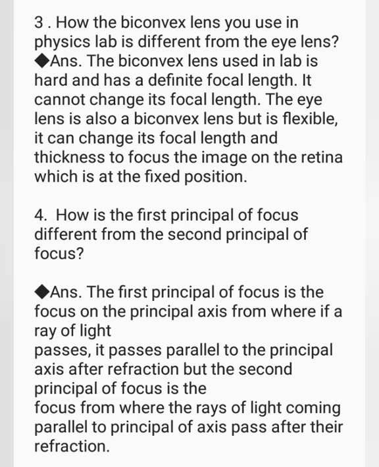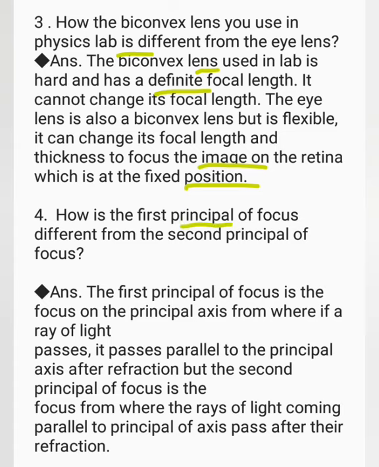Now the next question. How is the biconvex lens you use in physics lab different from the eye lens? The biconvex lens used in lab is hard and has a definite focal length. It cannot change its focal length. The eye lens is also a biconvex lens but is flexible. It can change its focal length and thickness to focus the image on the retina, which is at a fixed position.